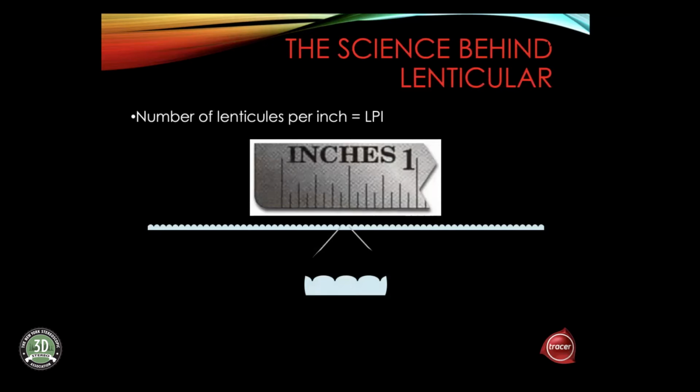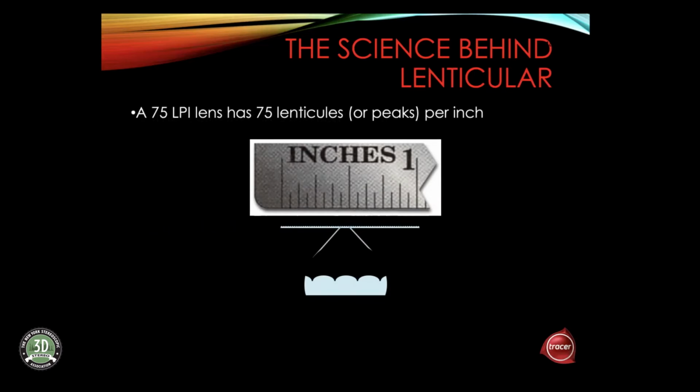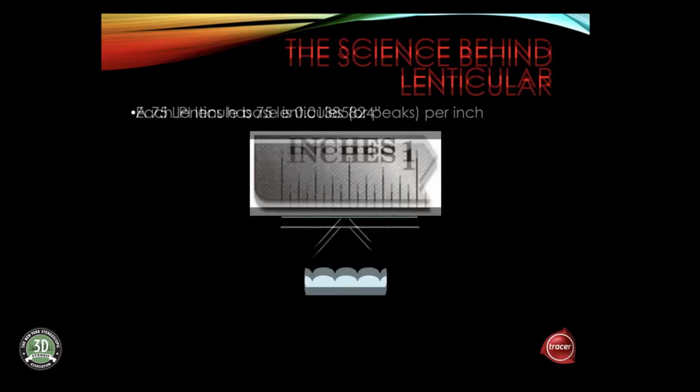LPI is a common term, 62 LPI. What that actually means is that there's 62 lenticules per inch. So once again, it goes back to how small and how precise the printers have to be to drop the inks on this. So 75 LPI, 75 lenticulars or peaks per inch.